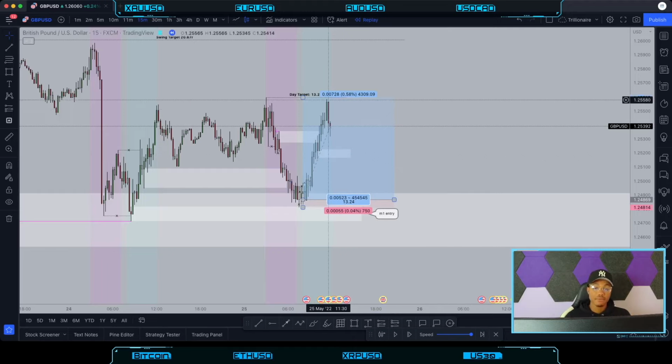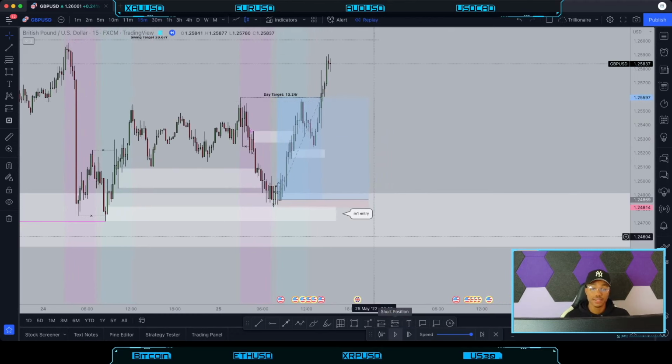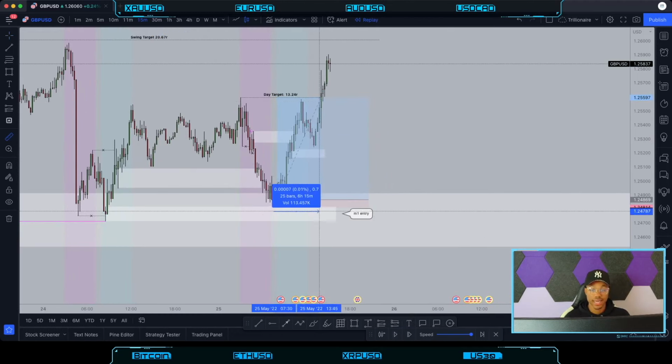So we can see that price came very, very close here. However, we like to hold our trades. We trust our analysis, right? And we can see that our target was hit in about 6 hours and 15 minutes. 6 hours and 15 minutes, and you passed an entire account challenge.